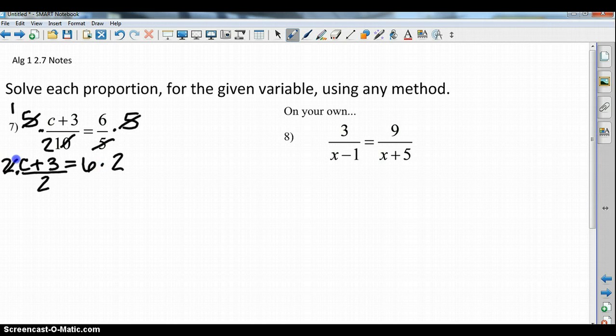And so this 2 will cross out and this 2 will cross out. So you're left with c plus 3 is equal to 12 minus 3 minus 3. C is equal to 9.